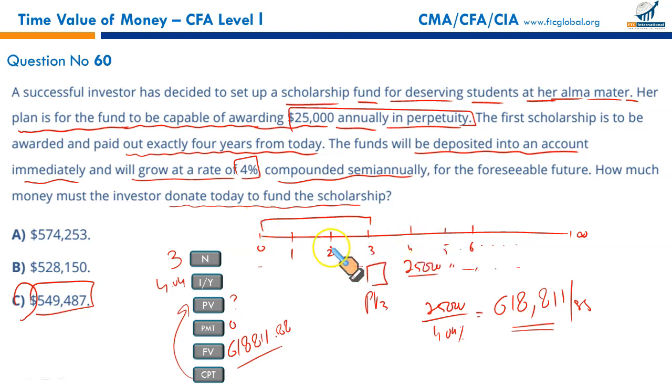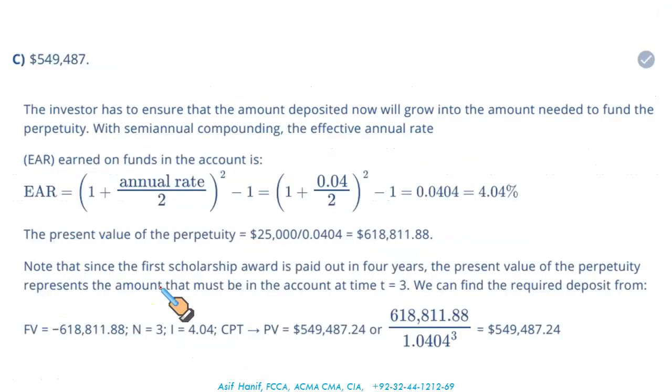Straightforward part was second. This one was a little twisted. We had to bring it to the end of year three, and then it required discounting to year 0. So that makes C the correct option.